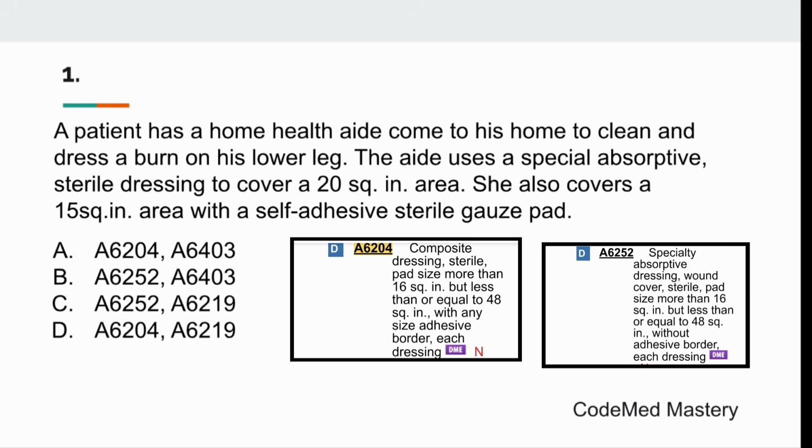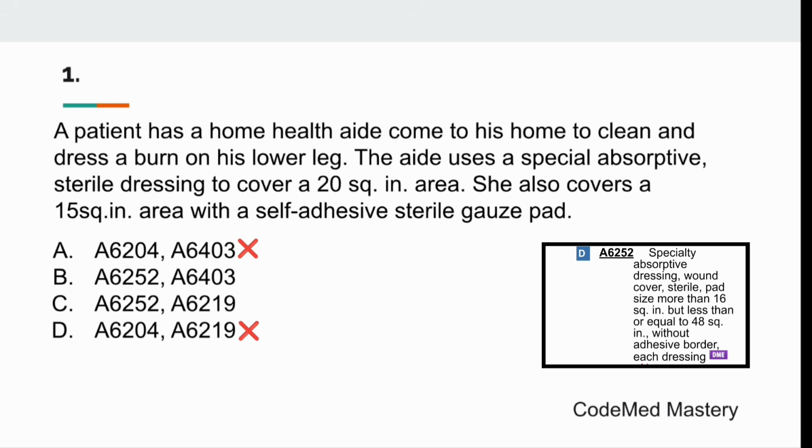Now let us read the question. A patient has a home health aide come to his home to clean and dress a burn on his lower leg. The aide uses special absorptive sterile dressing to cover a 20 square inch area. So, in the question, they have given special absorptive dressing, right? Therefore, the appropriate code will be A6252, not A6204, because A6204 is for composite dressing. It is not for special absorptive dressing. Therefore, we'll eliminate option A and D, because if one code is wrong, the entire option will be wrong.